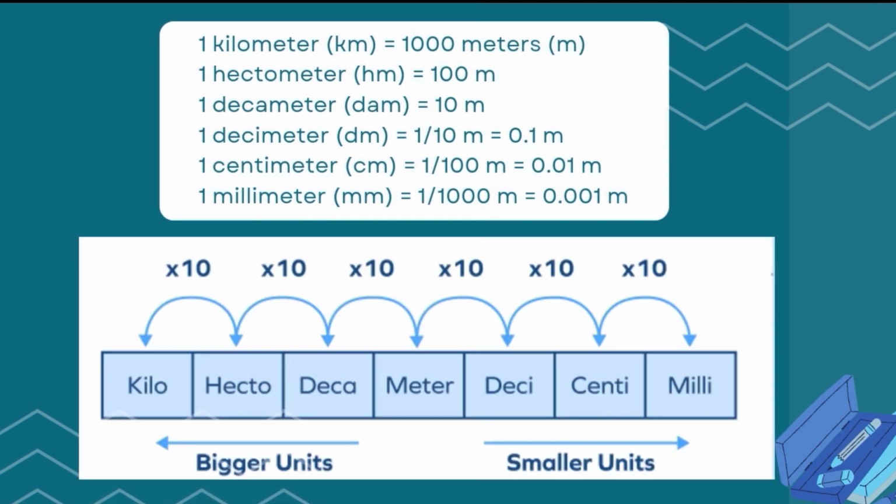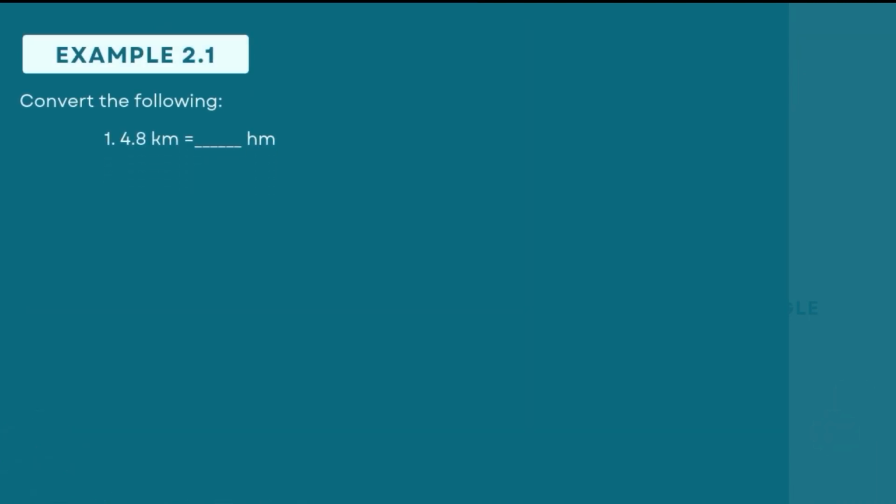This illustration shows the arrangement of the units for the English system. So we have to convert the following. First, we are going to convert 4.8 kilometer to hectometer. In order for us to convert kilometer to hectometer, we are just going to move the decimal one step away since it is just one decimal apart. So therefore 4.8 kilometer is equal to 48 hectometer.